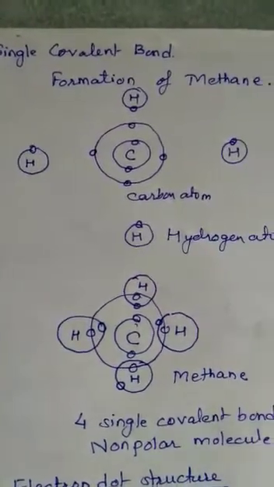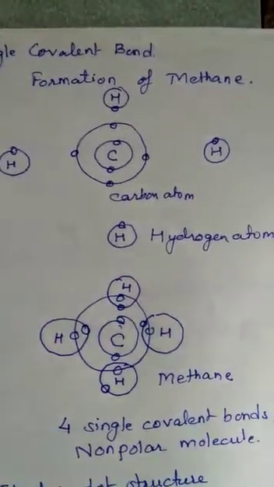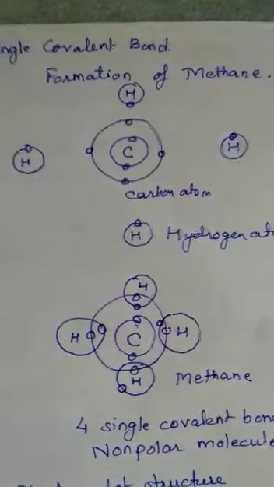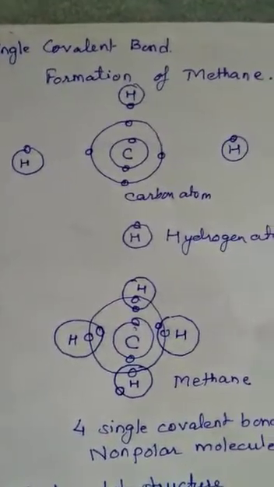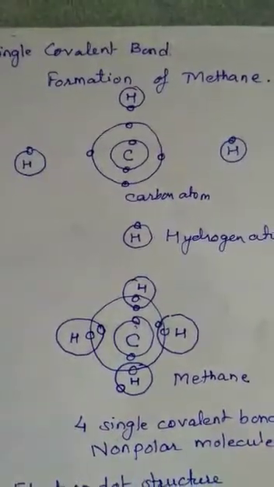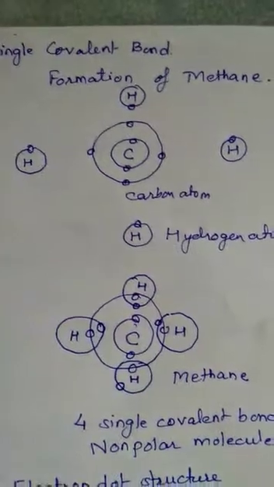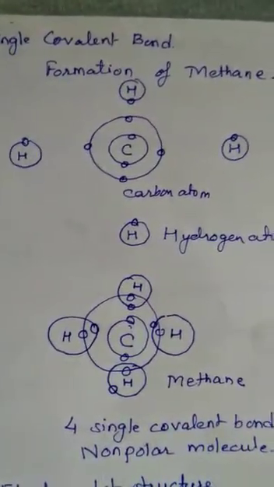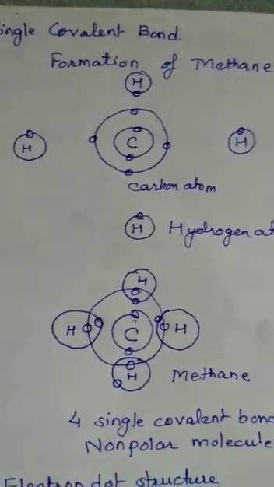For example, we will see the formation of methane. Methane is a compound of carbon and hydrogen. We know the formula of methane is CH4. Now C is a non-metal, hydrogen also is a non-metal, and we know that covalent bonds are formed between non-metallic atoms.